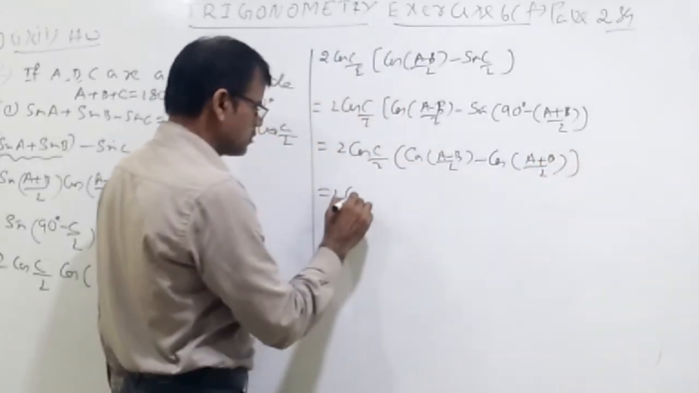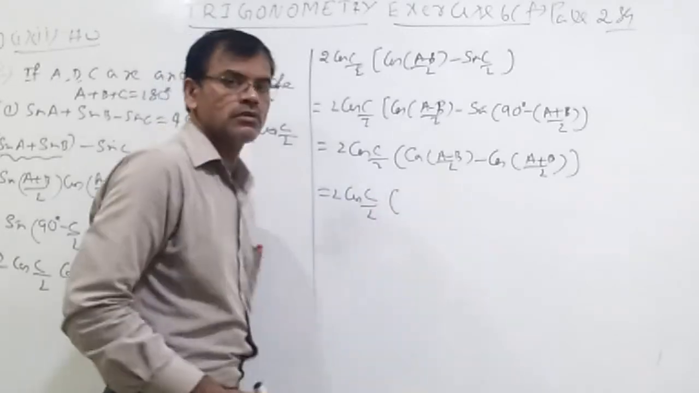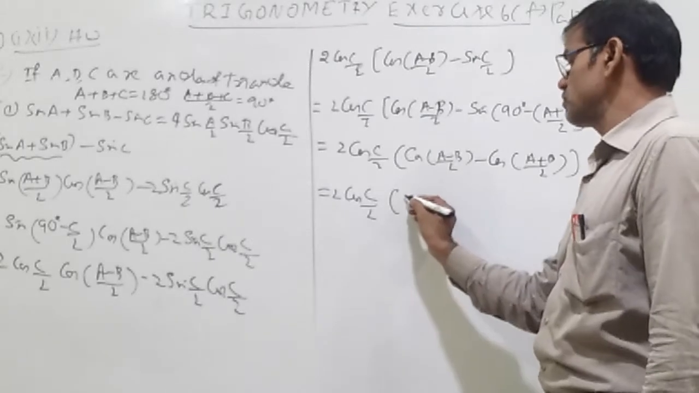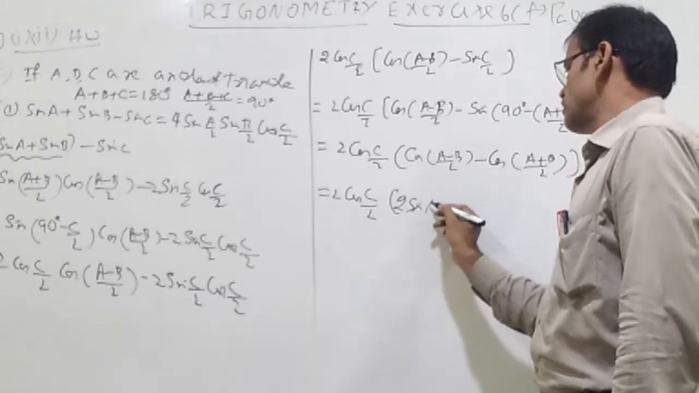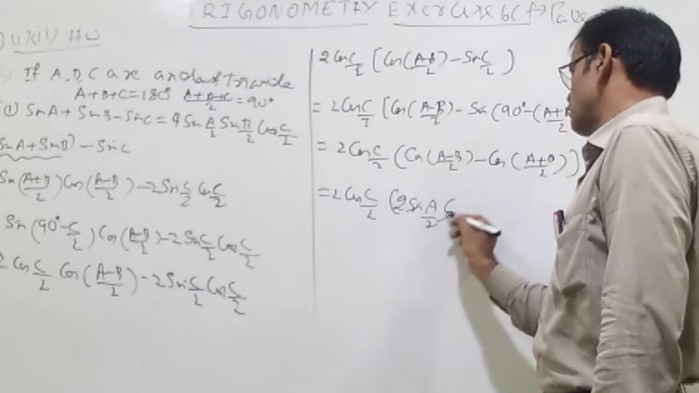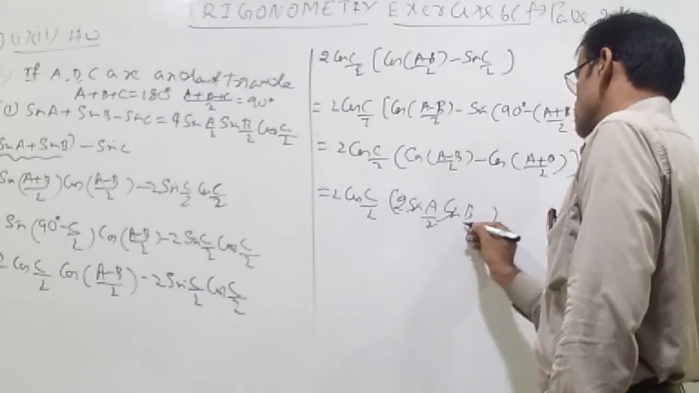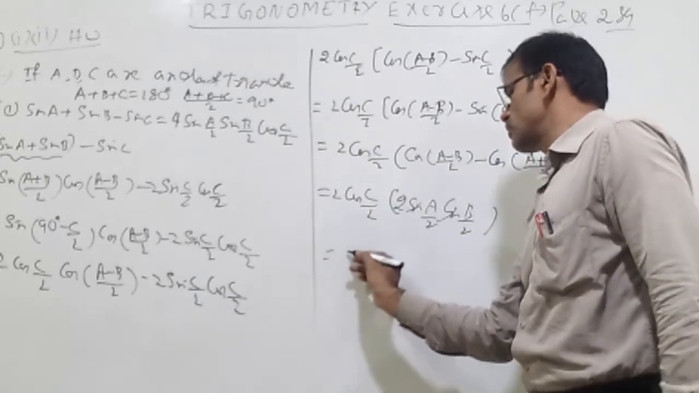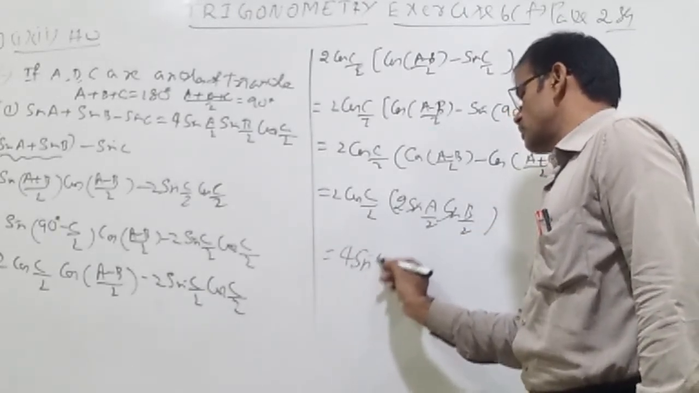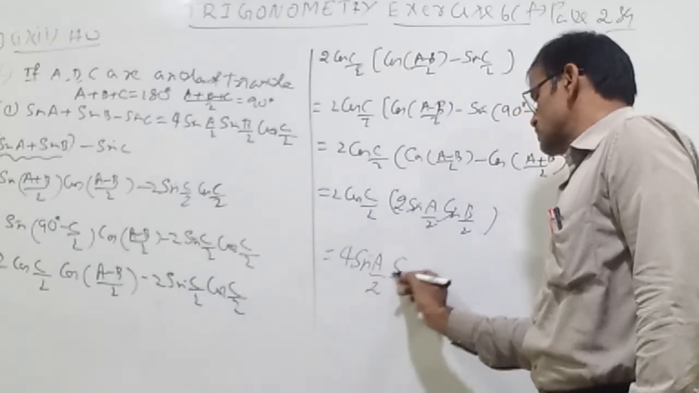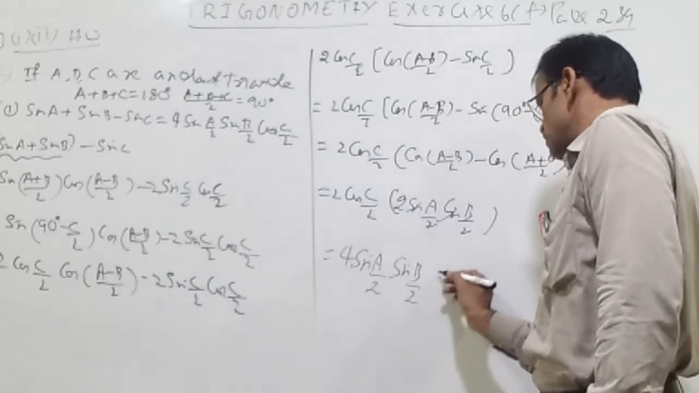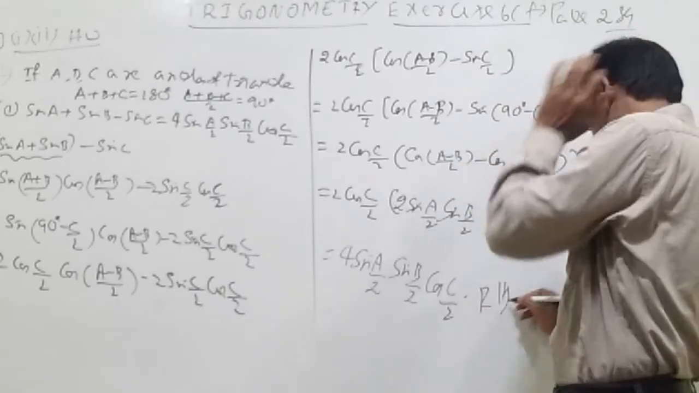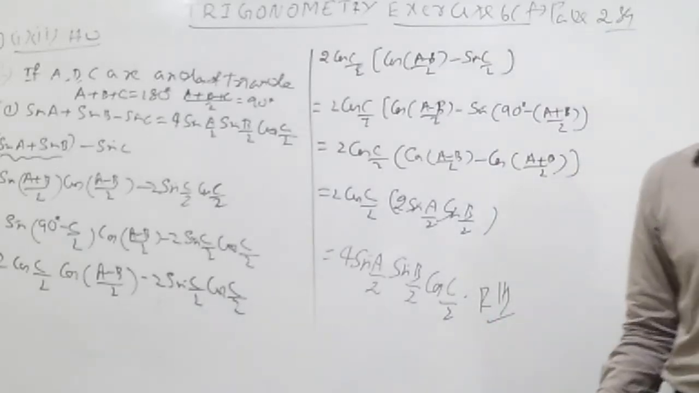That is equal to 2 cos of C by 2 into the formula: cos (A minus B) minus cos (A plus B) becomes 2 sin A sin B. So whenever by 2 is there, you can write the submultiple angle 2 sin A by 2 into sin B by 2. Write in order and multiply here: 2 twos are 4 sin A by 2 sin B by 2 into cos C by 2. This is the RHS, 4 sin A by 2 sin B by 2 cos C by 2.